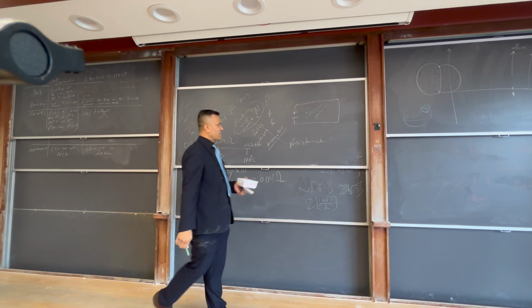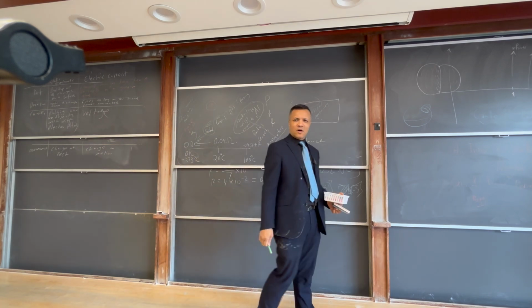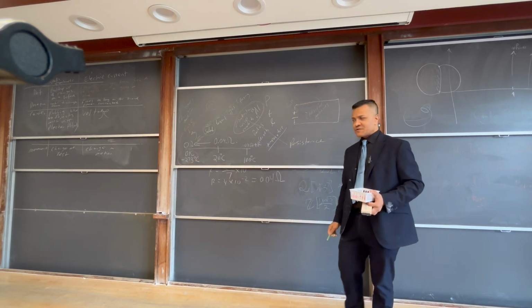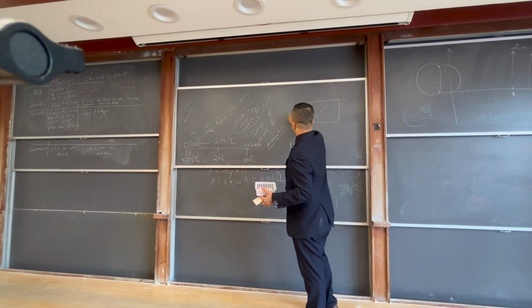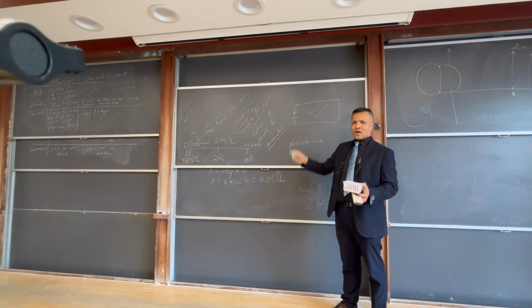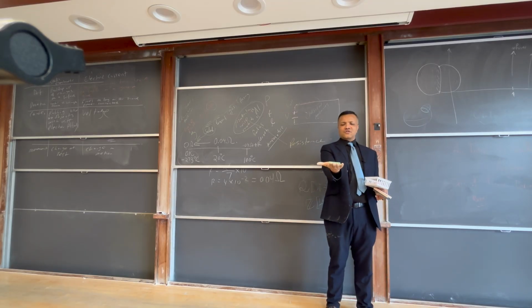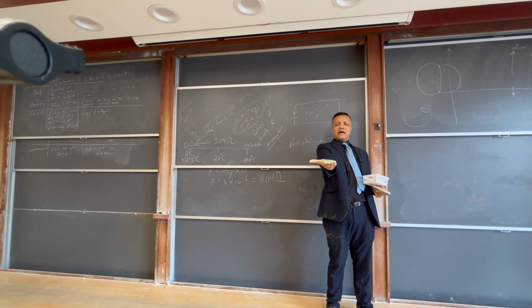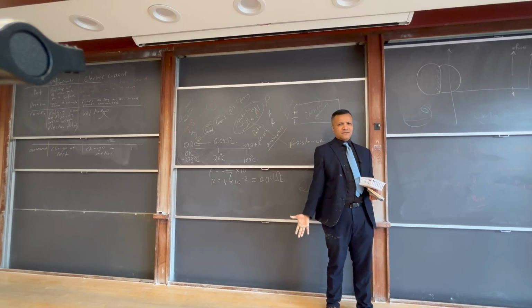Now, why do you need voltage to move the electrons? You need voltage because there is friction. This chalk will stay here forever unless you move it. So how can you move it? You have to have acceleration. Acceleration will give rise to velocity. Velocity would give rise to what? Displacement.